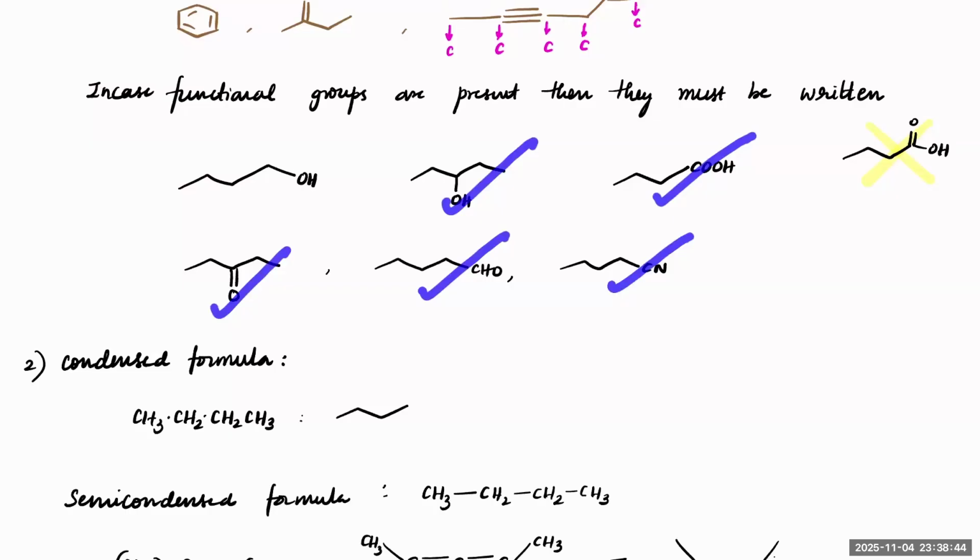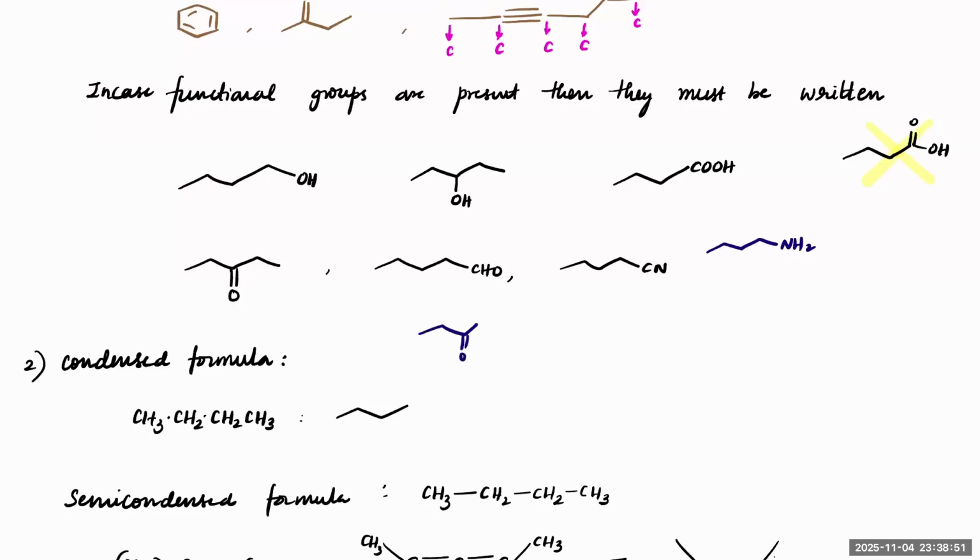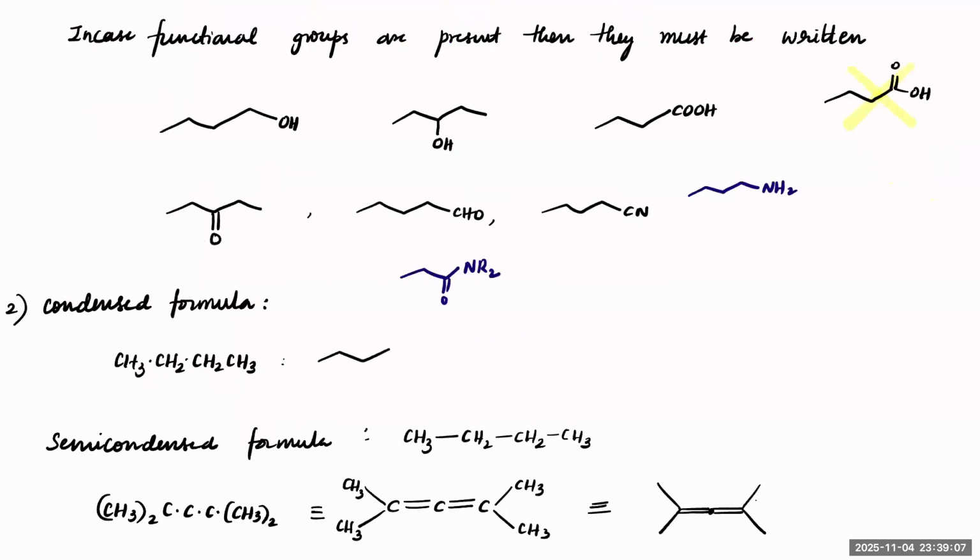Cyanide. If you have an amine also, you can write it as NH2. If you have an amide also, you have to write this as N, double bond O, R2, like this. This is an amide. So you always have to show anything other than carbon, right? If at all it is present, and on top of that, if it has hydrogen, you have to represent all of them and show it. Okay. So this is called bond line structure.